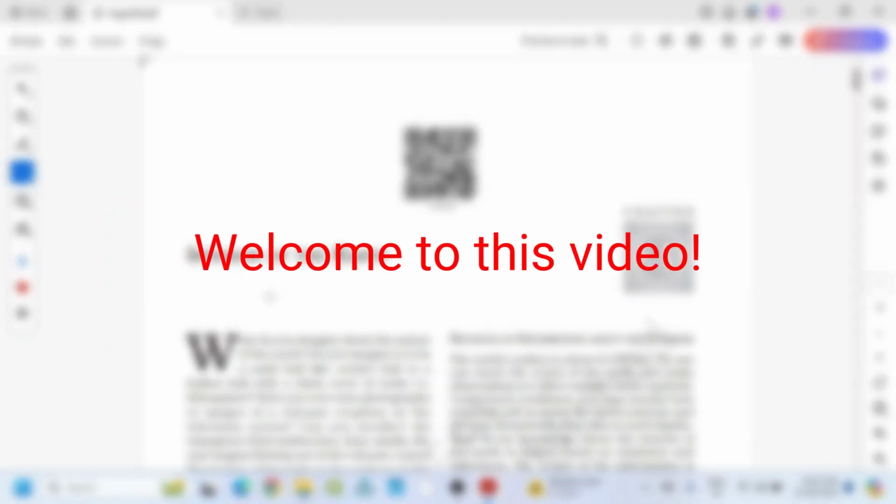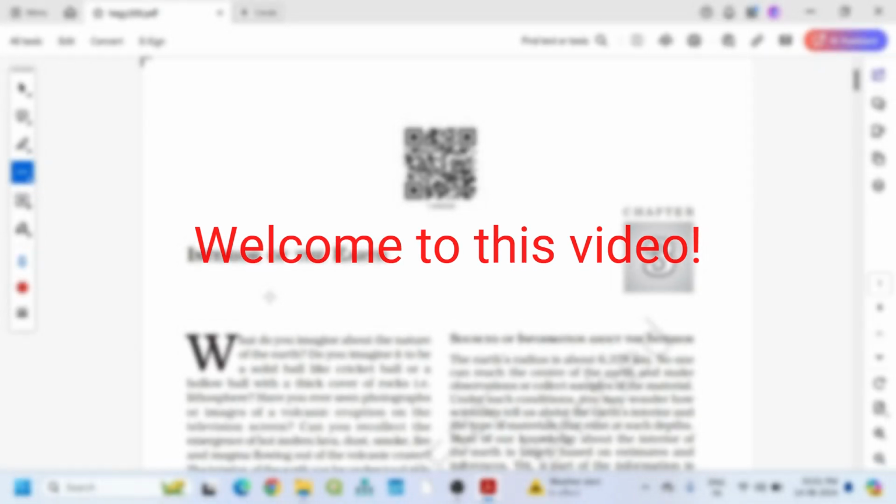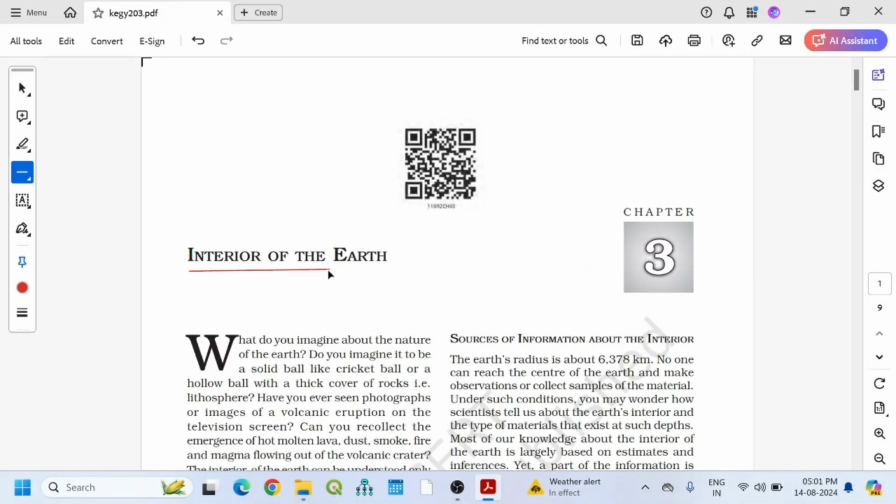Hello everyone. Today's reading part is Interior of the Earth from Fundamentals of Physical Geography, the textbook for class 11. And this chapter shows the nature of the Earth's interior. It is a topic that can only be understood through indirect evidences, as no one has physically reached it.